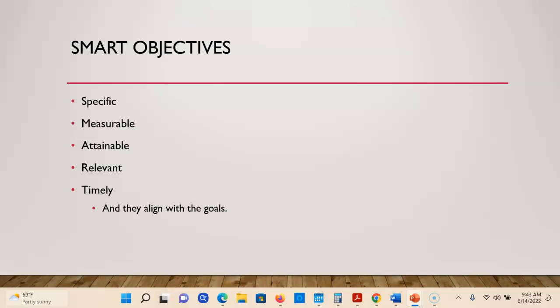Specific means that you're using specific terms that are measurable. Attainable means that whatever you write for your objective is reasonably able to be attained in the amount of time you're saying. It's relevant to your topic, and you always must give a time frame in the objective of when it will be accomplished.